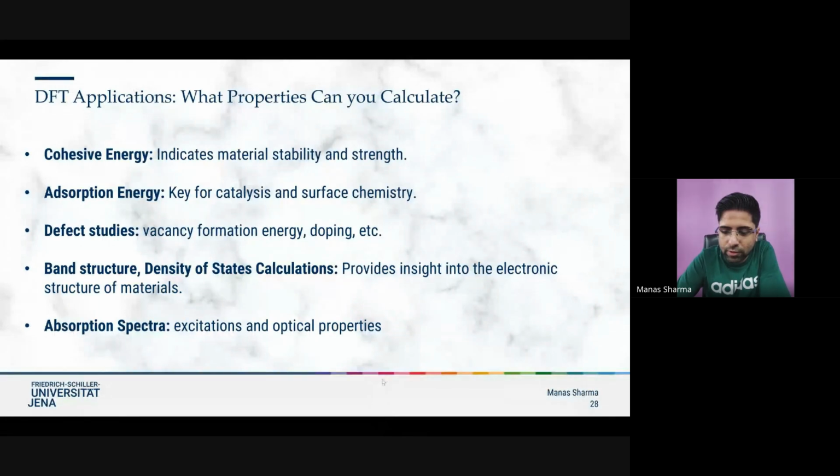Okay, so if there are no other questions, then I'll continue. You can also do some defect studies. For example, if you want to study how a vacancy affects the electronic structure of a material, or how feasible it is to dope an atom into your material, then again you will calculate relative energies to get the doping formation energy, vacancy formation energy, and so on. Then, of course, the band structure and density of states would give you insights into the electronic structure of your material. And you can also study excitations and optical properties and calculate the absorption spectra.